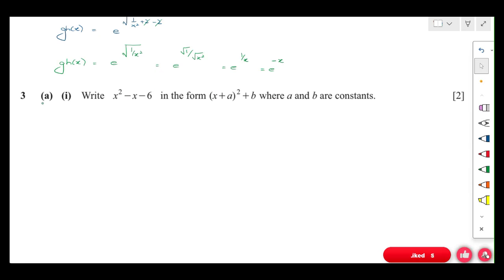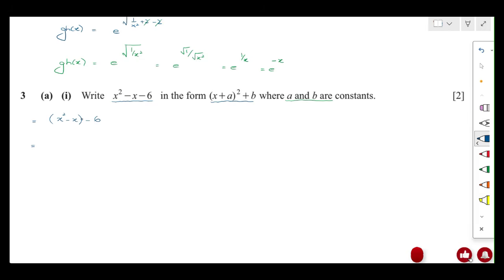Now for question number 3a, part 1: write down x squared minus x minus 6 in the form (x plus a) whole squared plus b, where a and b are constants. Okay, so we have to convert the standard form of the quadratic equation into the vertex form. For this, we have to take the x squared coefficient common. The x squared coefficient is just 1, so take 1 common from the first and the second term.